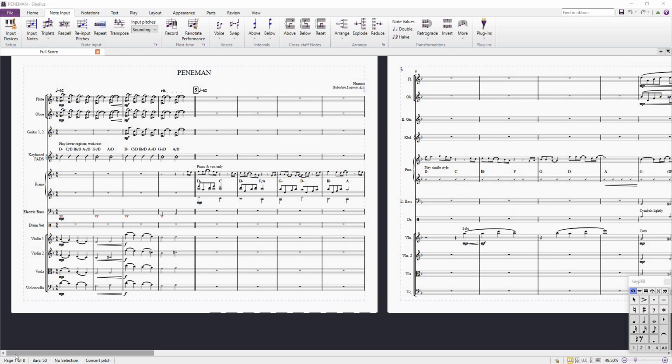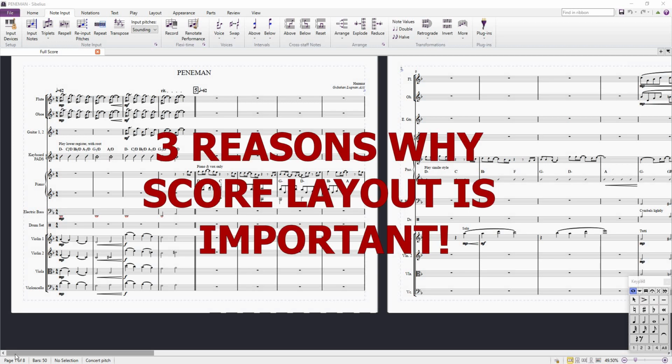Okay, now if you're an arranger or an orchestrator or even a composer who uses music notation software, one of the most important aspects of writing, apart from your arrangement or your composition, the next crucial part is preparing the score and to make sure that your score layout is clean and neat. Three main reasons why score layout is important.